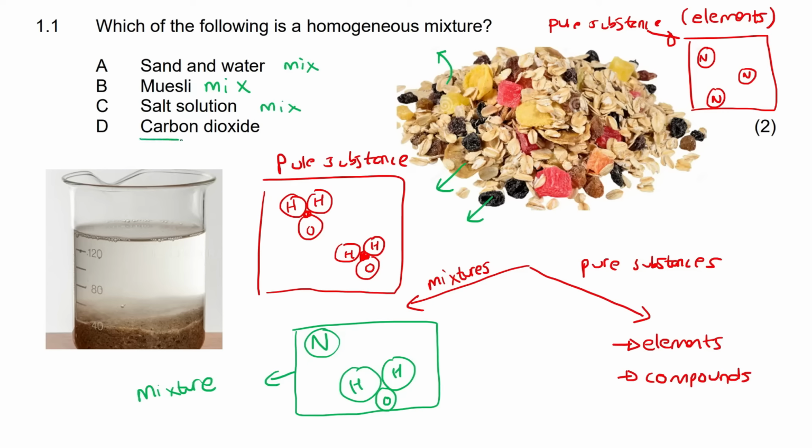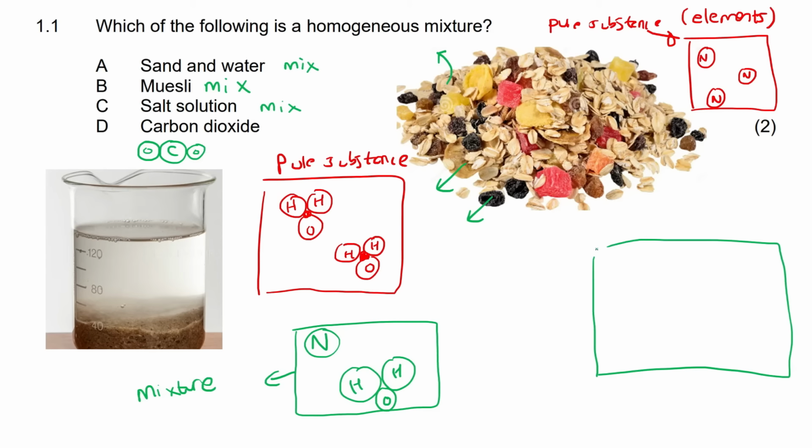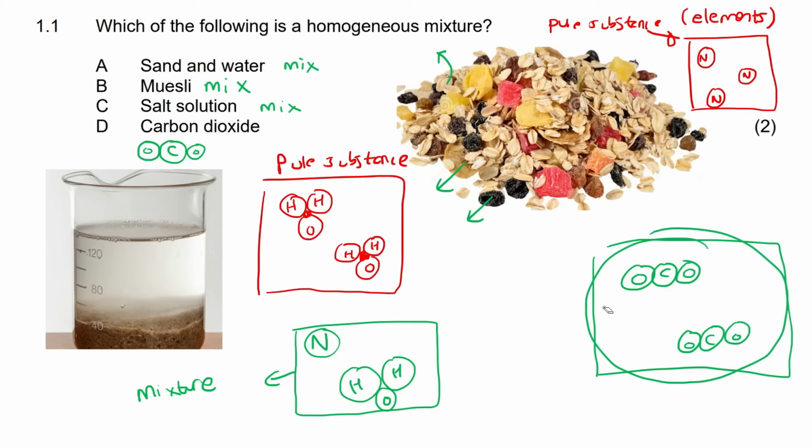However, if you have carbon dioxide, carbon dioxide has a carbon in the middle and then an oxygen and an oxygen. So that is what CO2 looks like. If you have a container filled with CO2, then let's see what that would look like. These are all bonded together. CO2. And then you would have another little CO2 floating around. So if we had a whole bunch of CO2s in this container, can you see that we only have one kind of thing in this container?